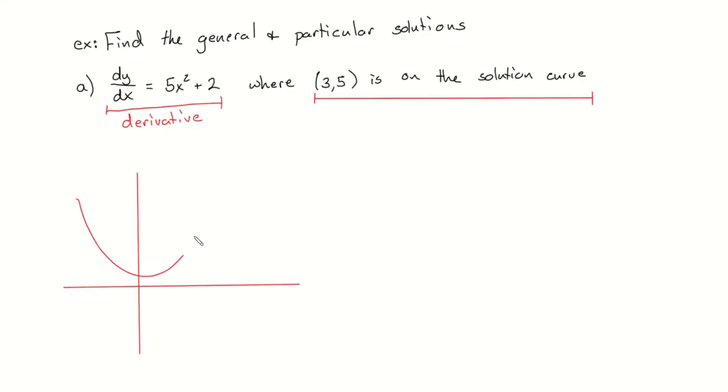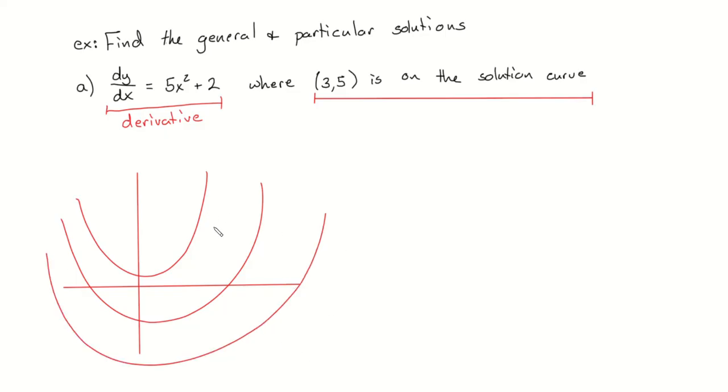I'm not going to go crazy with this, and I wouldn't have you draw this. But if we think of a whole family of antiderivatives, here's a bunch of them. Is (3, 5) on one of these specific graphs? That's the particular solution. When we say it's on the solution curve, we mean the original y, not y prime. We're told we know a point that's on y, and we're given how y changes. Now we need to find that original function.